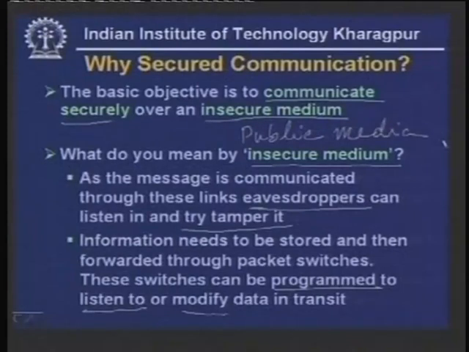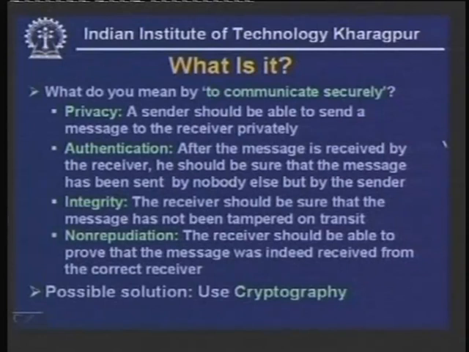So, these are the 2 problems that we encounter while communicating through public media. So, we have to find out the solution, and the solution is we have to develop techniques so that we can communicate securely over insecure medium. And it involves 4 different aspects or 4 different components. First one is privacy. A sender should be able to send a message to the receiver privately.